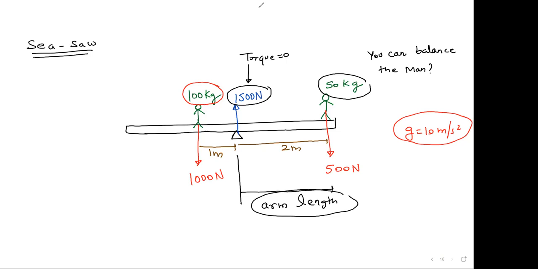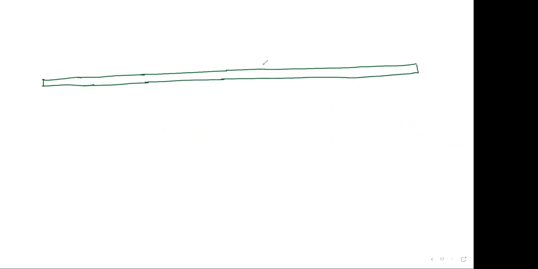Any doubts? No. Okay, let's do the last question for the day. Let's take an example. I have a bigger rod, and this is my pivot point. Let us say there is a 100 Newton object at a distance of 2 meters. Then there is a 50 Newton object at a distance of 1 meter from here. Correct.